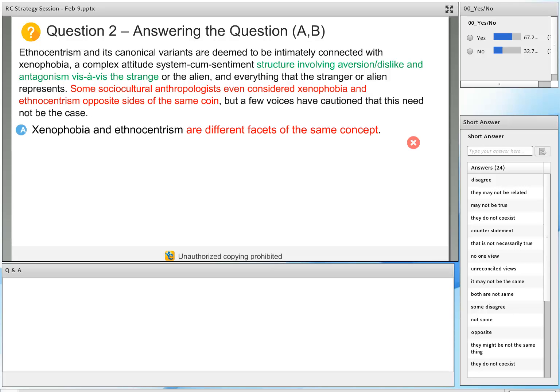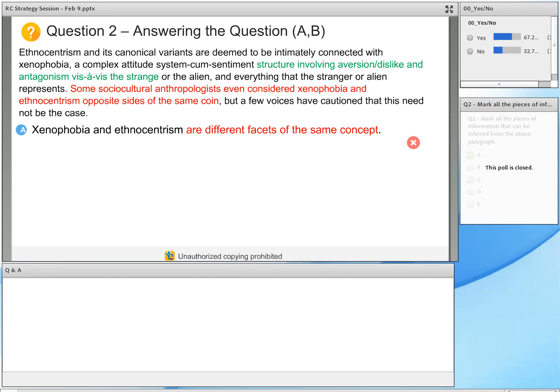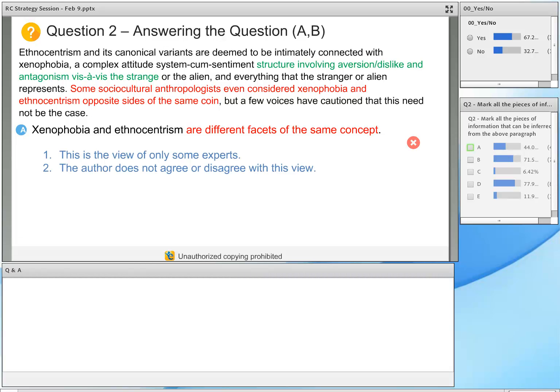Now, let's answer the question. And I'm going to bring up the poll again. We don't really need to go through each and every answer choice. Xenophobia and EC are different facets of the same concept. No, the author has not given any opinion on that, so you cannot infer that.